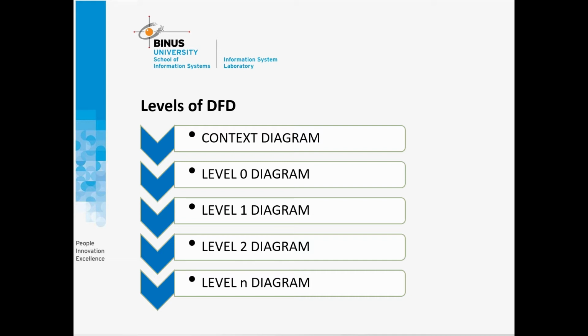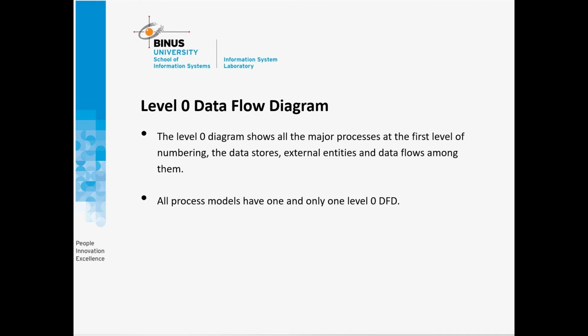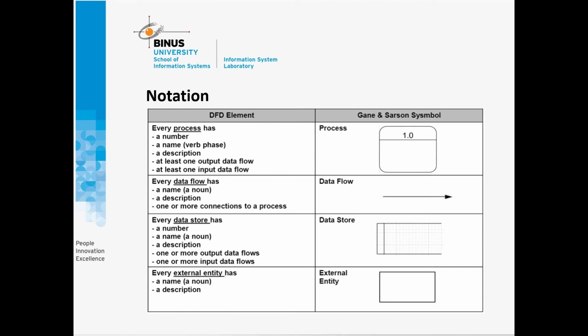A data flow diagram has levels to help you organize and categorize the data. The levels of the DFD consist of the context diagram, level 0 diagram, level 1 diagram, level 2 diagram, and level N diagram. In this session, we will focus on the level 0 diagram. The level 0 diagram shows all the major processes of the system from the use case, how they relate to each other, and to the stored data. A business process only has one level 0 data flow diagram.